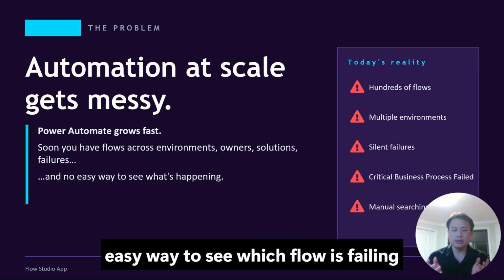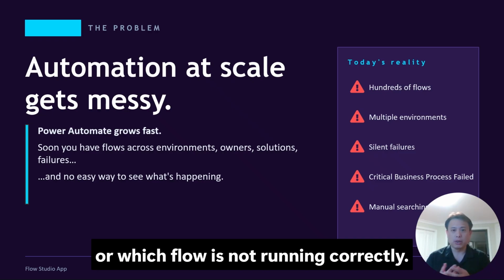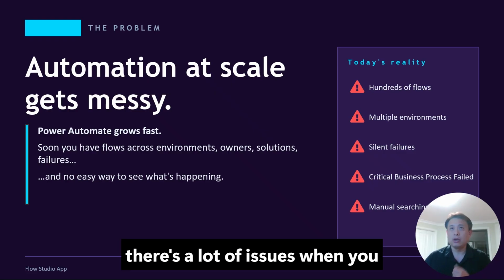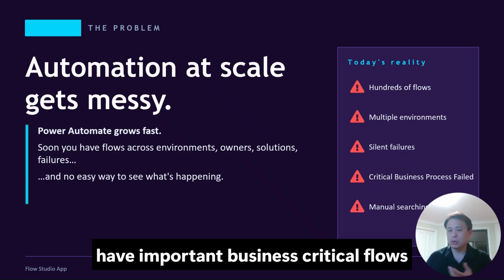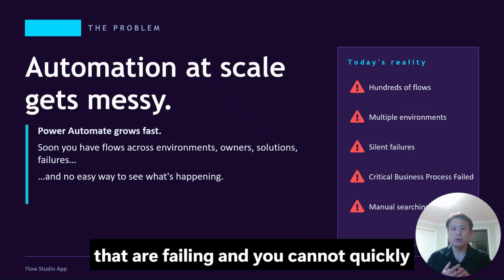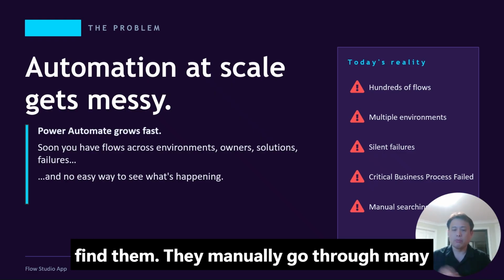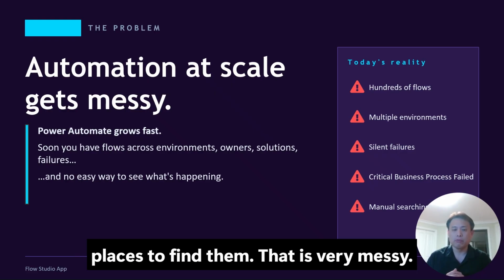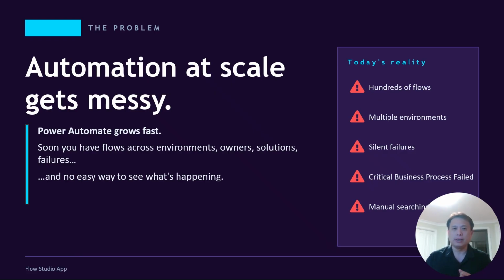And there's no quick, easy way to see which flow is failing or which flow is not running correctly. There's a lot of issues when you have important business critical flows that are failing and you cannot quickly find them. You need to manually go through many places to find them. That is very messy.